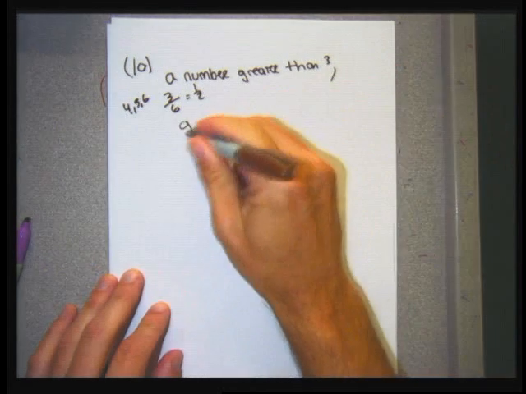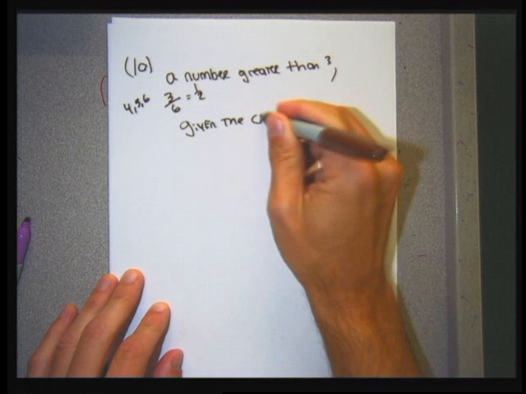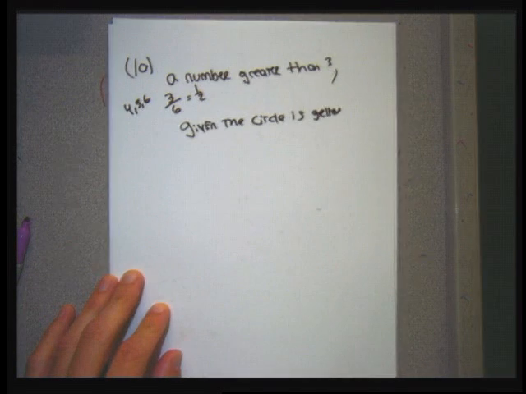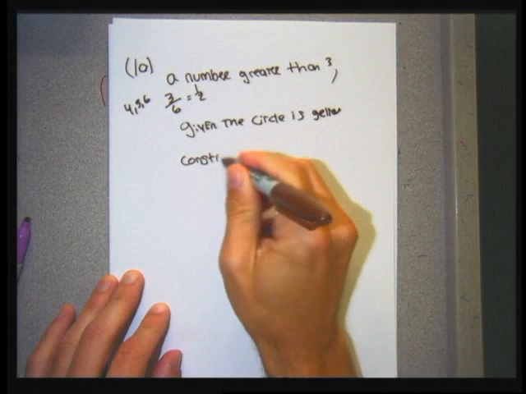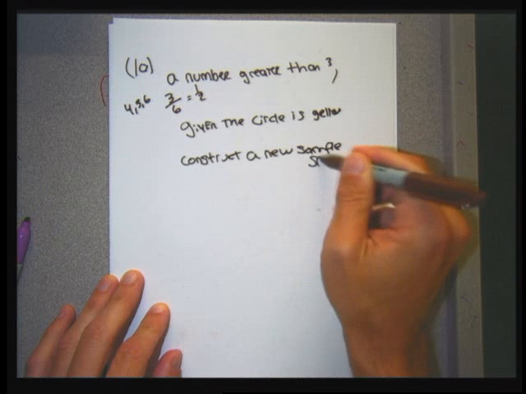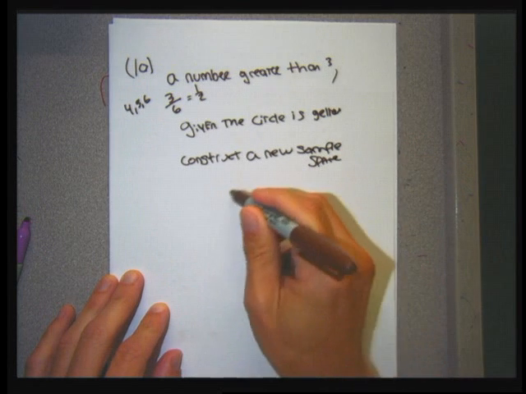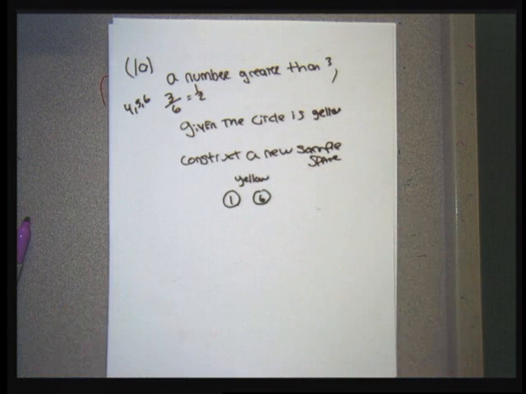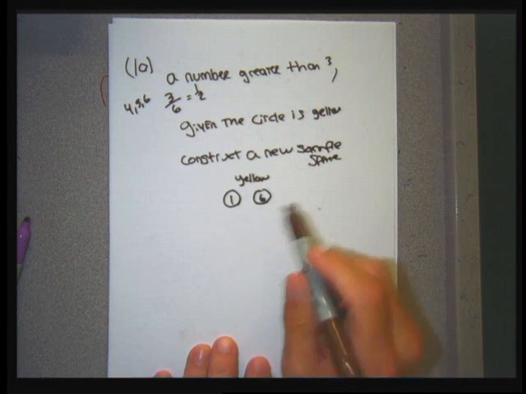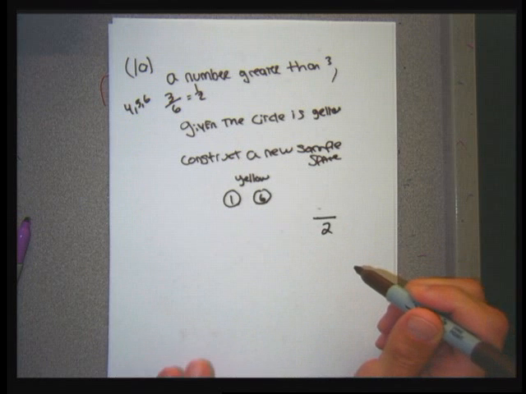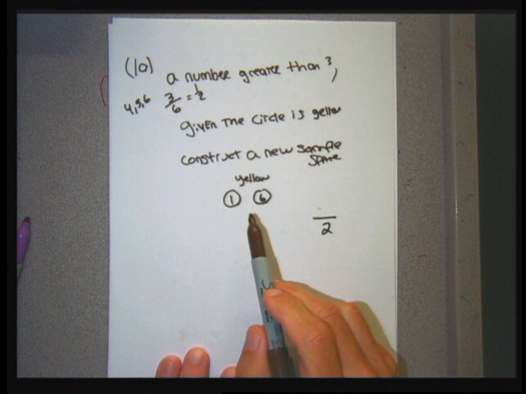The extra information says, given the circle is yellow. So I need to imagine a restricted sample space. To do this problem, I need to construct a new sample space based on the information that I know, and I'm told for certain that the circle is yellow. In my problem, the yellow circles were the 1 and the 6. So the denominator for the answer to problem 10 is the number of circles that could have been picked based on the extra information. Because I knew I drew a yellow circle, the denominator is going to be 2. And then the numerator is going to be anything in the sample space that's greater than 3.